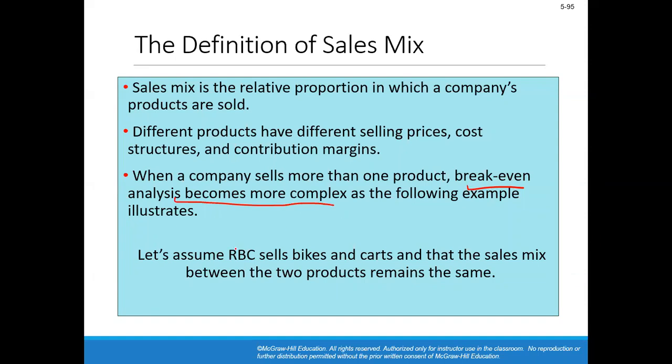So we can think of the RBC case again, but we are now assuming that RBC has another product other than bike. They have a cart. So there are 2 products. How can we manage this situation?